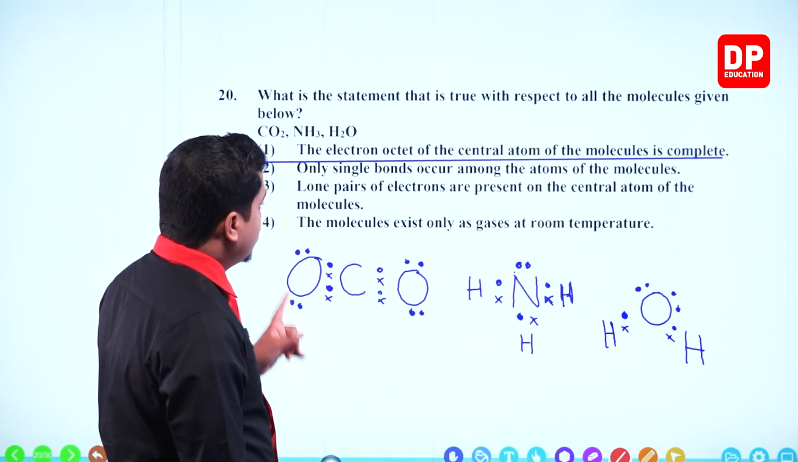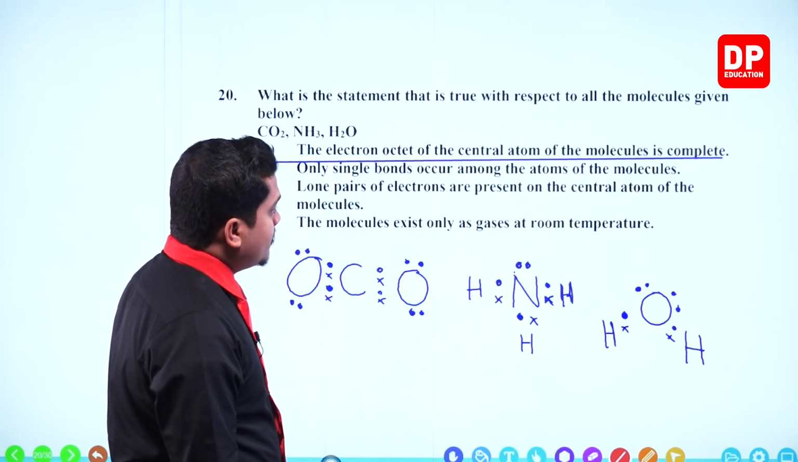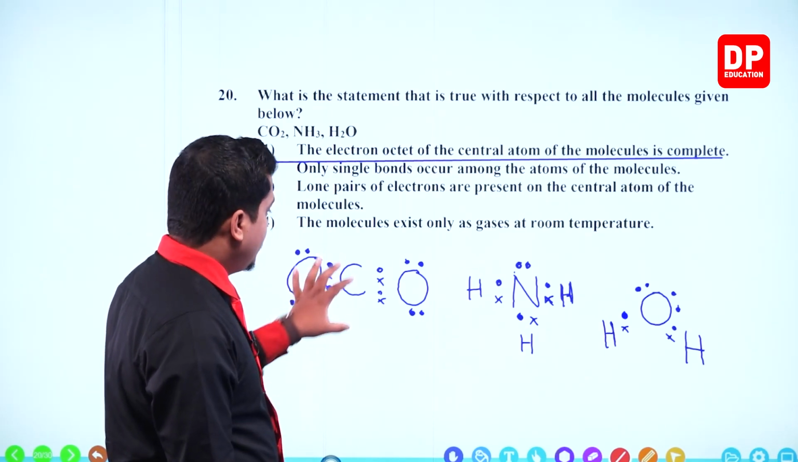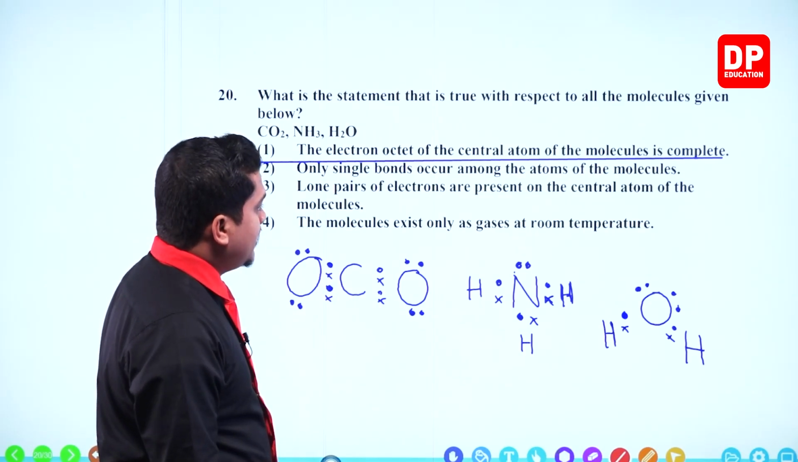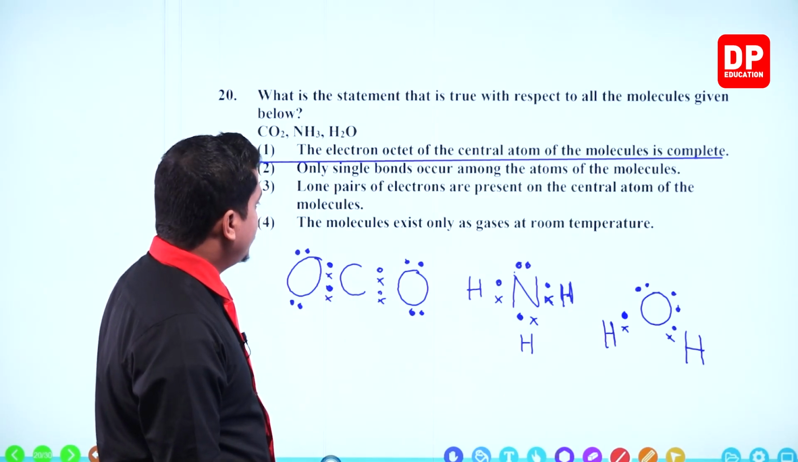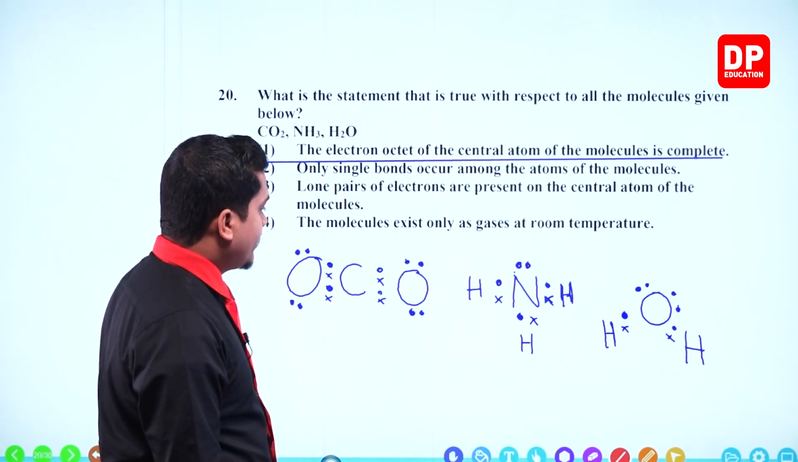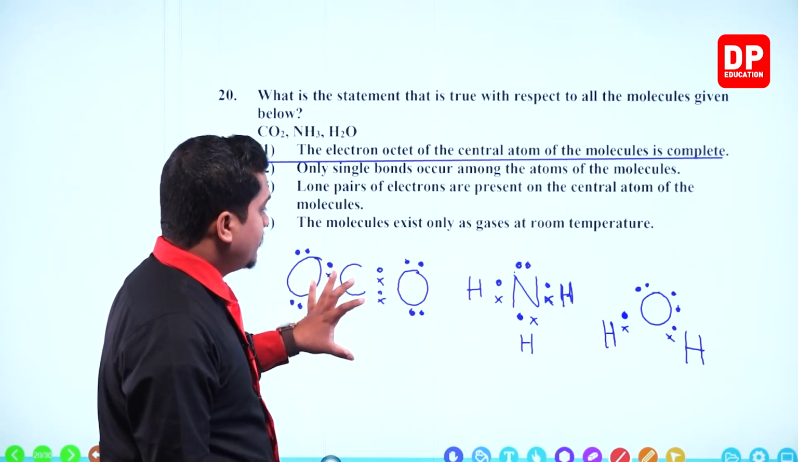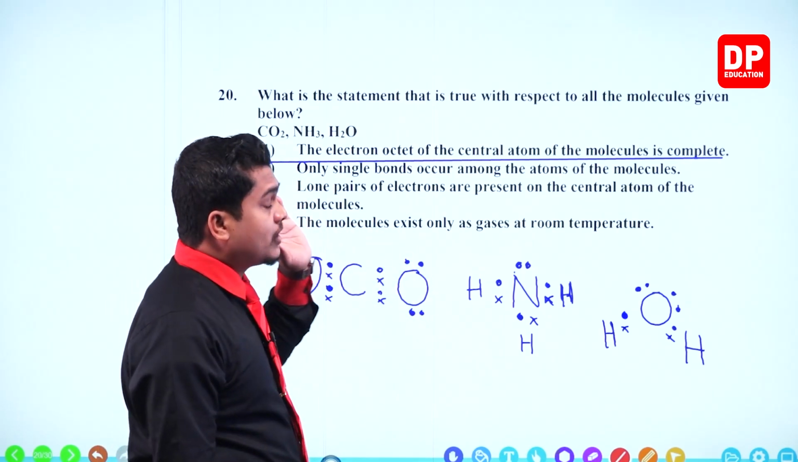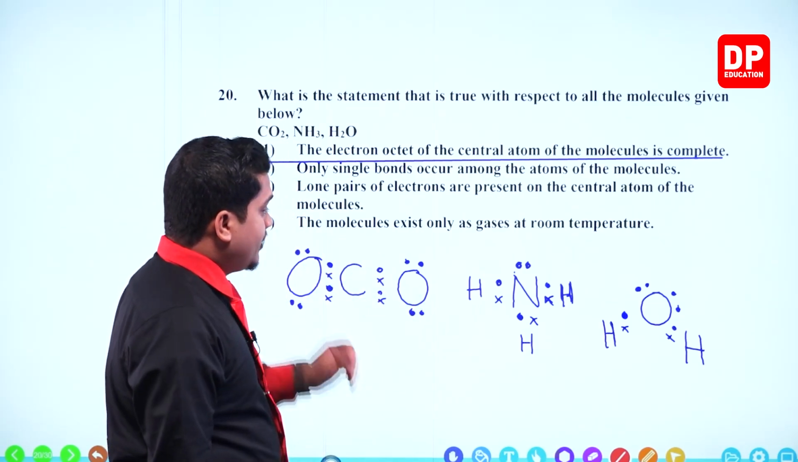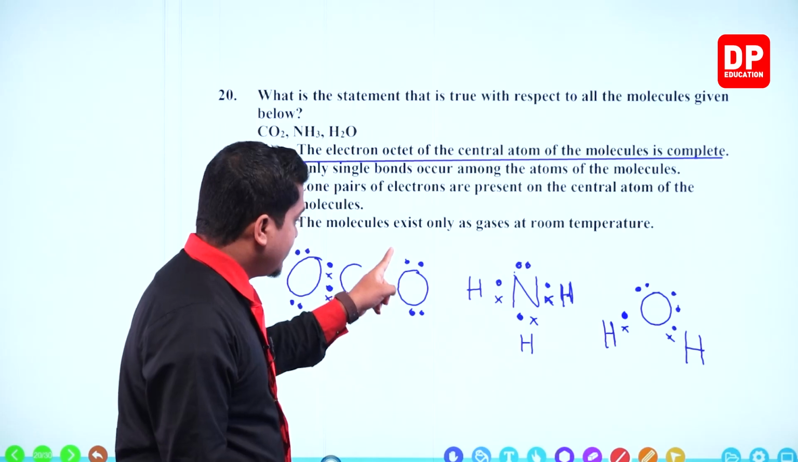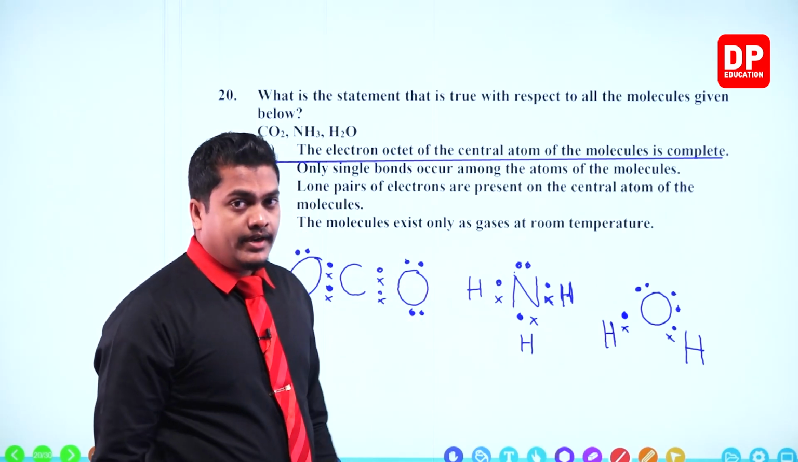Let's see the other one. Only single bonds occur among the atoms. Incorrect. Here, you can observe a double bond. Lone pairs of electrons are present on the central atom of the molecules. Once again incorrect. Within this carbon dioxide molecule, you can't observe any lone pairs, right? In the central atom, there are no lone pairs. Lone pairs are the ones like this, right?